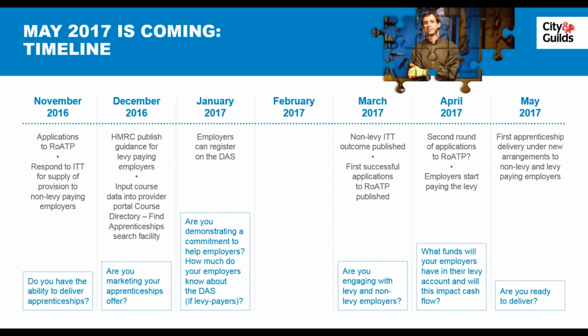So, of course, the first delivery under the new apprenticeship funding arrangements happens in May 2017, which really brings us on to the crux of this webinar. Are you ready to deliver? Again, regardless of whether it's the standards or the old frameworks, are you planning to put in place the right processes and systems to get ready for that looming deadline, May 2017?